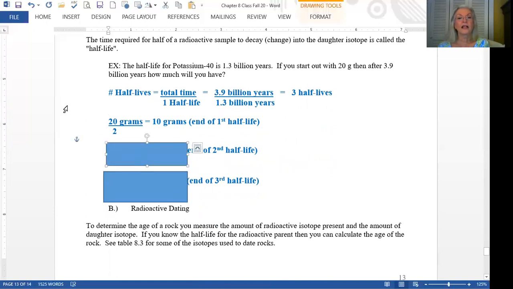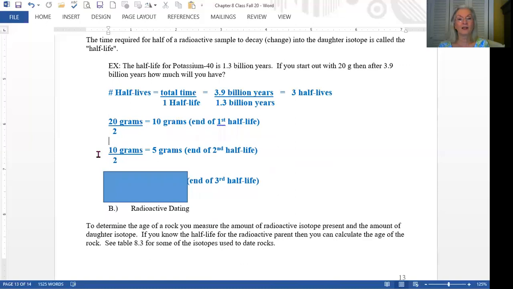So for the second half-life, we don't start with the 20, we start with the 10 because that's how much radioactive substance we have. So we take our 10 grams, divide it by 2, and get 5 grams. That's what you have left at the end of the second half-life.